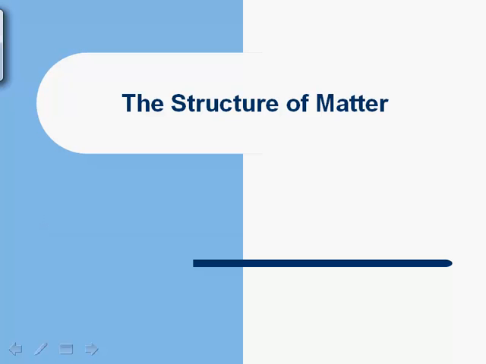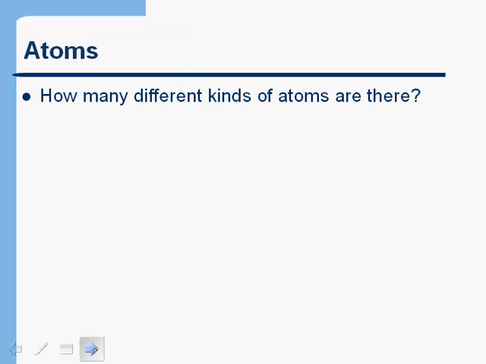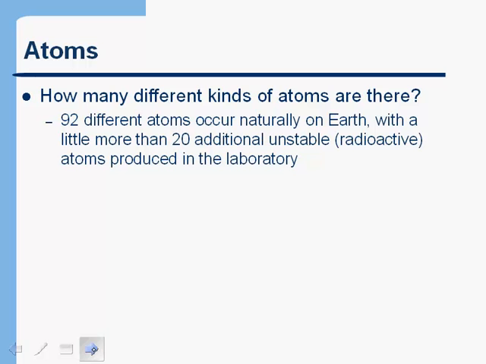Okay, today we're going to talk about the structure of matter. And we know that matter is made up of atoms. So let's talk about the number of different types of atoms that are out there. This is really the same question as how many elements are there on the periodic table, which we'll be talking about later on. Turns out that there are 92 naturally occurring atoms on Earth. So there are 92 different elements.